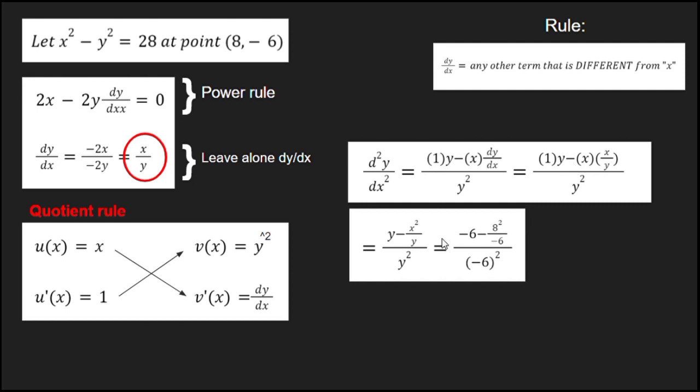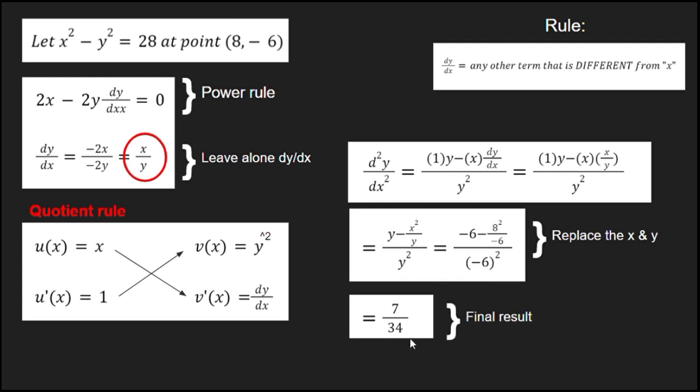And then we just replace the x and the y by the 8 and the negative 6. As you can see here, we replace all the x and y's, and we put it in our calculator, and it will give us 7 over 34. So this is the final result.